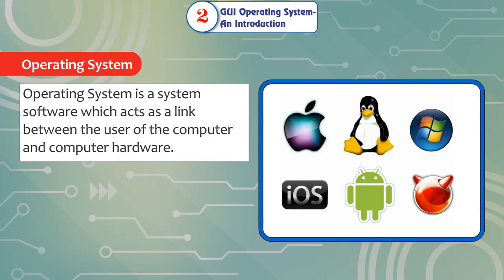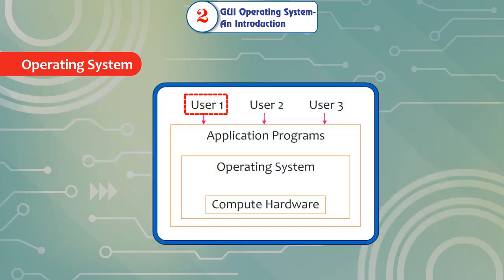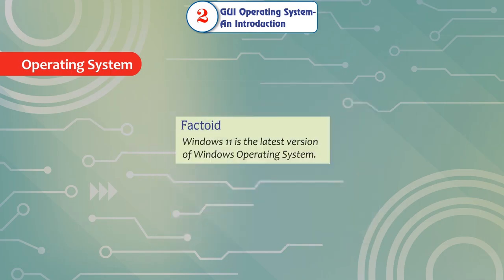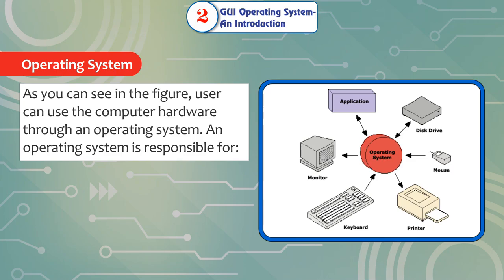An operating system is a system software which acts as a link between the user of the computer and computer hardware. User 1, User 2, User 3. Application programs, operating system, computer hardware. Factoid: Windows 11 is the latest version of Windows operating system. As you can see in the figure, the user can use the computer hardware through an operating system.